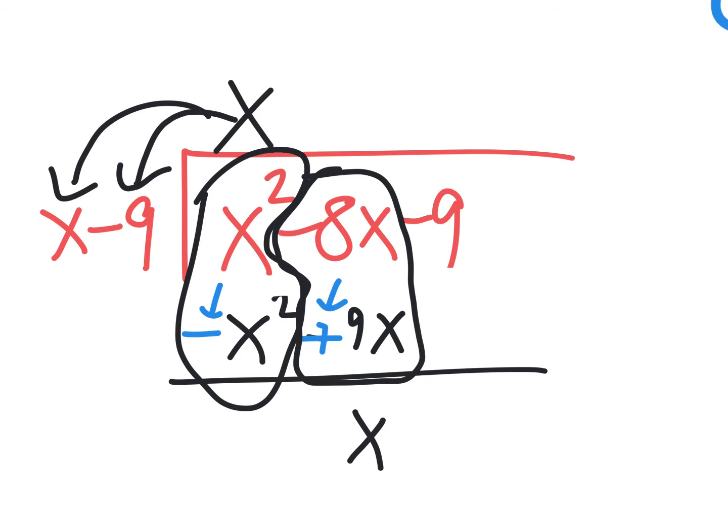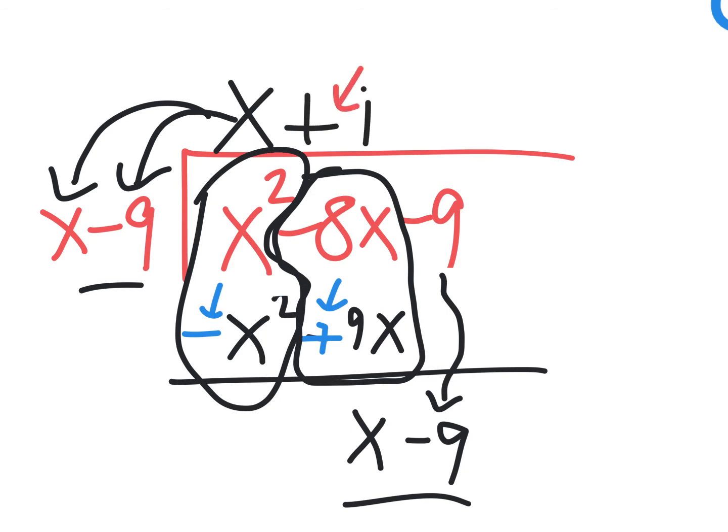And then do you remember this process on a long division problem? You just got to bring down the next number. And, oh my gosh, can I just be done because this matches this? No, you can't. You got to do one more thing. What do we put up here? Plus 1. And then the 1 times the x will make x.